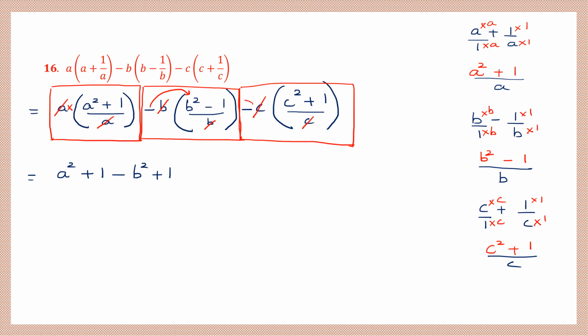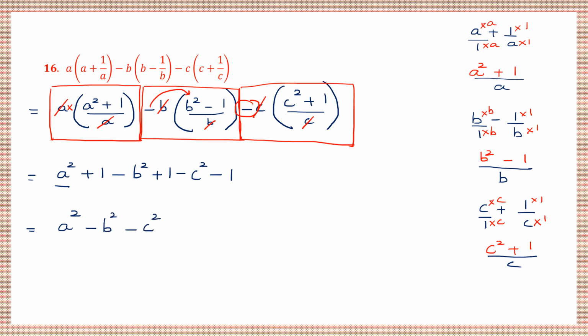And I have a minus sign before the bracket. That means the sign of all the terms inside will change. So minus c square minus 1. So let's write down what we have. I have a square. Then I have b square, that is minus b square. And I have minus c square.